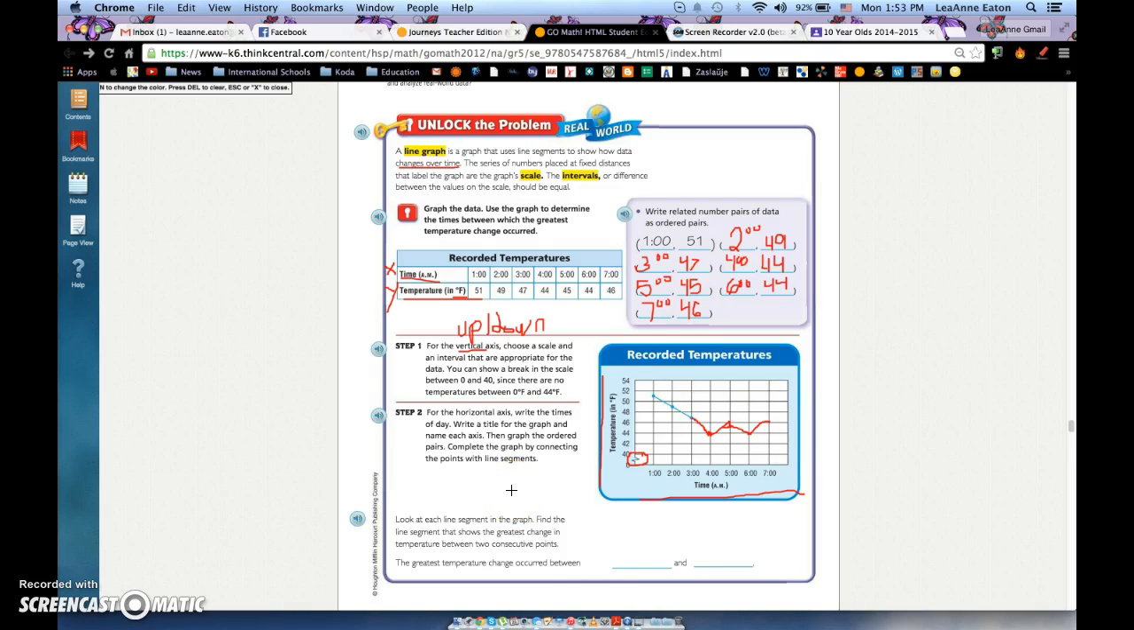So let's look at each line segment in the graph. Find the line segment that shows the greatest change in temperature between two consecutive points. So you're looking between here and here, between here and here, and so on. You're looking for where is the greatest change. So here is at 51 and here is at 49. So this is -2. 49 to 47, this is again -2. From 47 to 44, that's -3.